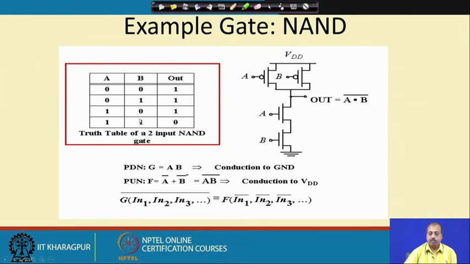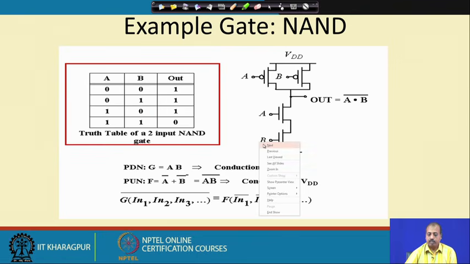Similarly, when both the inputs are equal to 1, both the upper P transistors are off and both the lower N transistors are on. As a result, there is a current flow path from the output to ground. So, you get a voltage equal to 0 at this point. That way this particular circuit can realize the NAND operation. In general, we can say that the pull down network is AB and the pull up network is A bar B bar, which is AB bar. That is conduction to VDD and this is conduction to ground.